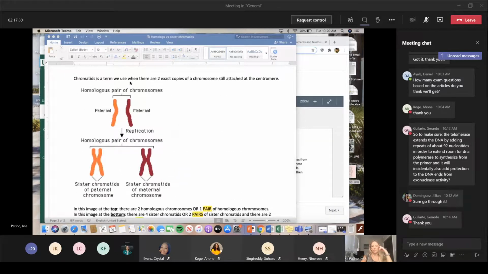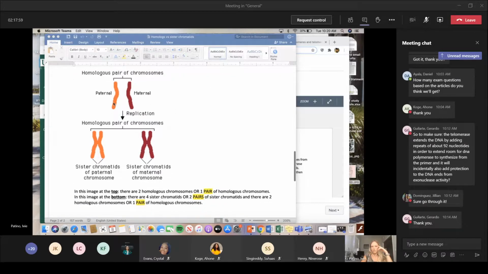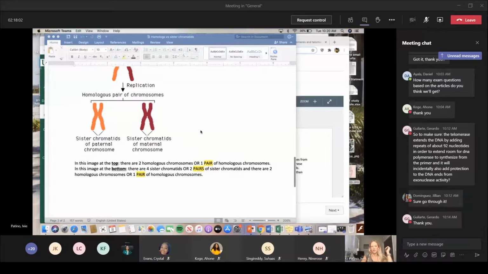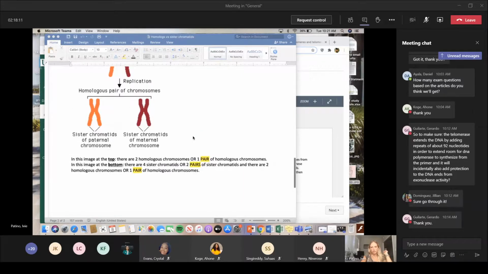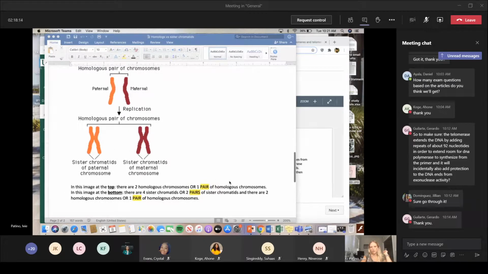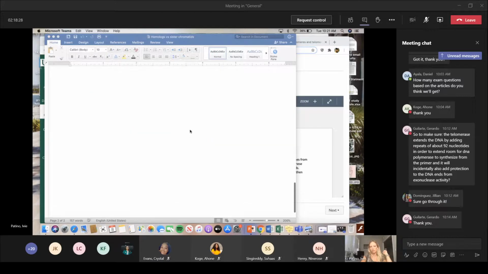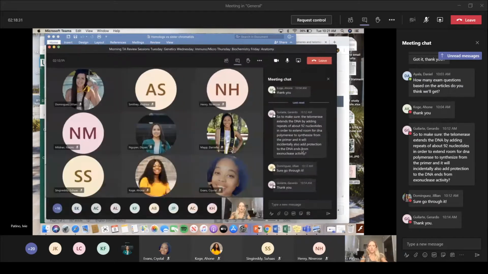Chromatid is a term we use when there are 2 exact copies of a chromosome still attached at the centromere. So here's a homologous pair, one from your dad, one from your mom. They're going to get replicated, and they're still attached at the centromere. In this image at the top, there are 2 homologous chromosomes, or 1 pair of homologous chromosomes. In the image at the bottom, there are 4 sister chromatids, or 2 pairs of sister chromatids. And there are still 2 homologous chromosomes, or 1 pair of homologous chromosomes. So hopefully that clears things up.